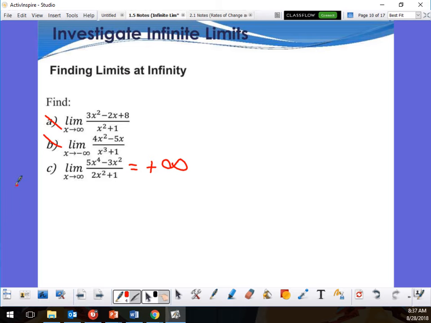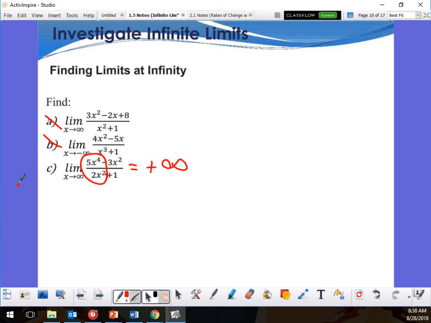Wait, why doesn't it? I'm looking at the first degrees right here. Yeah, but why don't you look at the coefficient? Yeah, the coefficient. I only do that when it's the same degree. It doesn't matter because this is an x to the 4th, and that's x squared.